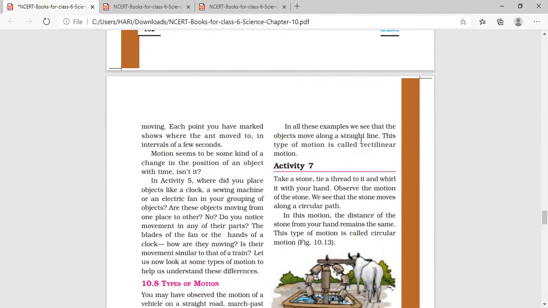Okay, children? Now, we cannot say the fan is in motion. Why? The fan remains in the same place. We can say only the blades of the fan are in motion. The blades of the fan are in motion because they are changing position, but the fan remains in the same place. Same way, if we consider the clock, the hands of the clock are in motion, but the clock remains in the same place on the wall. So the fan and the clock both remain stationary. Both are at rest, but the hands of the clock or the blades of the fan remain moving.